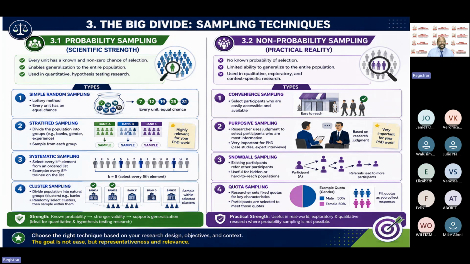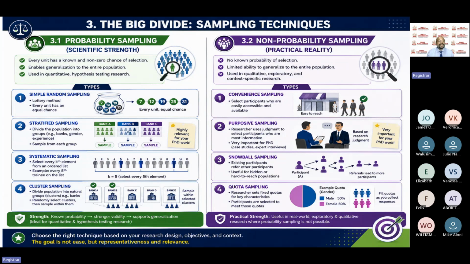Now you may find a kind of similarity between cluster sampling and stratified sampling. So in cluster sampling, what happens? Divide the population into natural groups like clusters, like in banks. Then from that, randomly select the sample within.